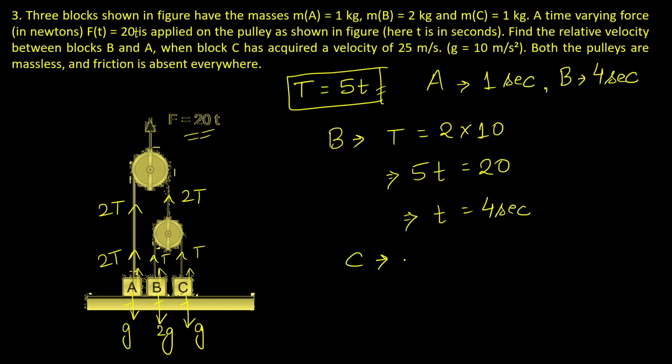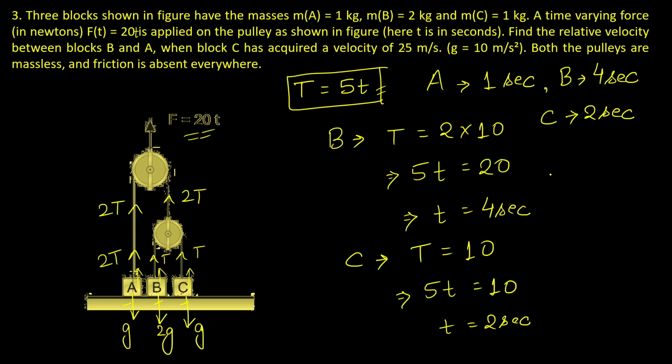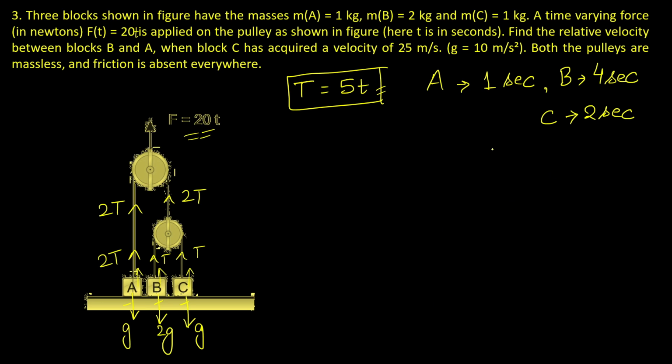Similarly for block C, if you find, this T is equal to just G, that is 10. 5t is equal to 10. So t is equal to 2 seconds. So for block C it is 2 seconds. Like block C starts moving up at 2 seconds. So now we have these three data: A for 1 second, B 4 seconds and C 2 seconds.